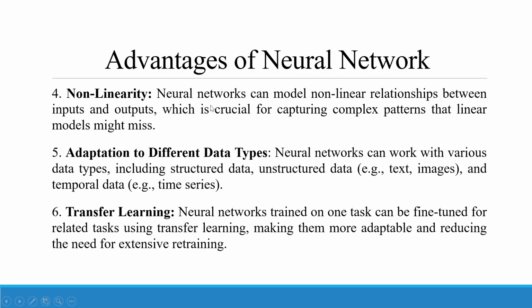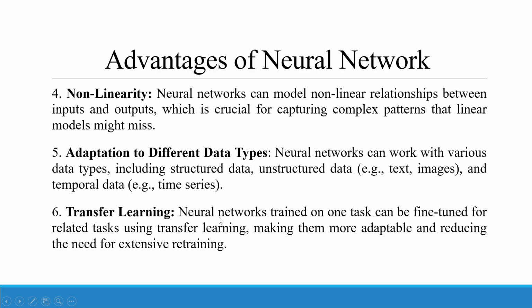Nonlinearity. Neural networks can model nonlinear relationships between the inputs and outputs, which is crucial for capturing complex patterns that linear models might miss. Adaptation to different data types. Neural networks can work with various data types, including structured data, unstructured data such as text and images, and temporal data, that is, time series.